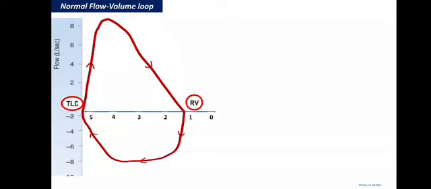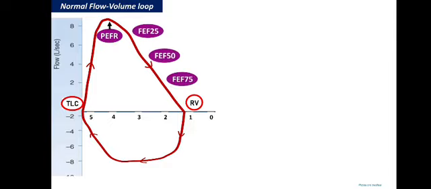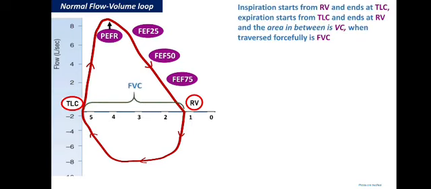In the expiratory loop we can see the peak. This peak is the peak expiratory flow rate, and from there up to the level of residual volume we will get the forced expiratory flow 25, 50 and 75. This is the percentage of vital capacity. From total lung capacity up to the residual volume we will get the forced vital capacity. So inspiration starts from residual volume and ends at the total lung capacity, and expiration starts from the total lung capacity and ends at residual volume. The area in between is the vital capacity.